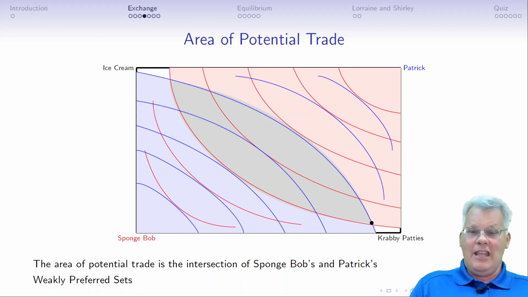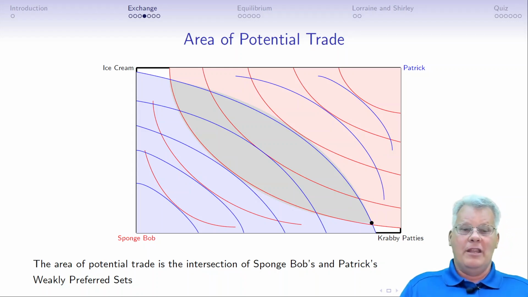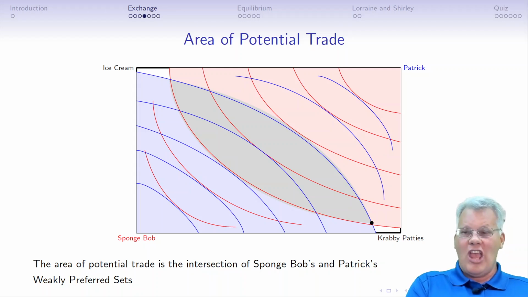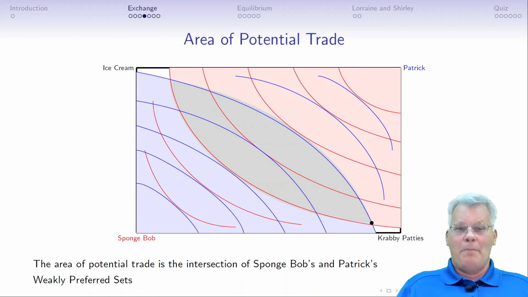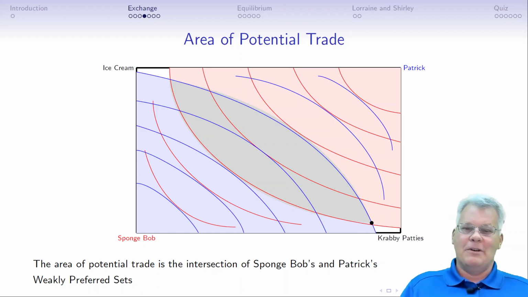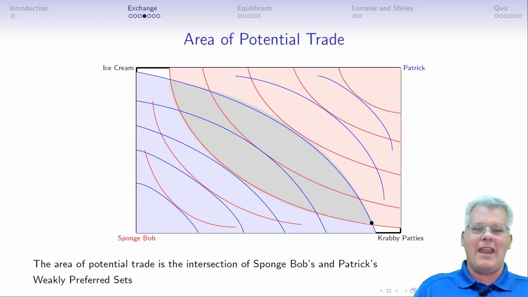What I've indicated is in the southwest corner, you'll notice there's a dot. Let that be the endowment of Krabby Patties and ice cream. You'll notice that at the endowment point I proposed for this problem, SpongeBob has many more Krabby Patties than Patrick does, and Patrick has much more ice cream than SpongeBob does. So Patrick is heavy on ice cream, SpongeBob is heavy on Krabby Patties.